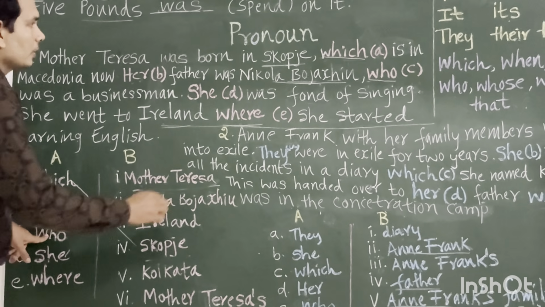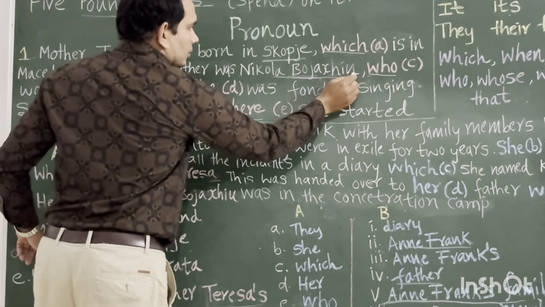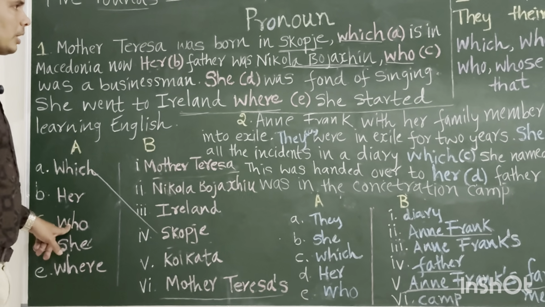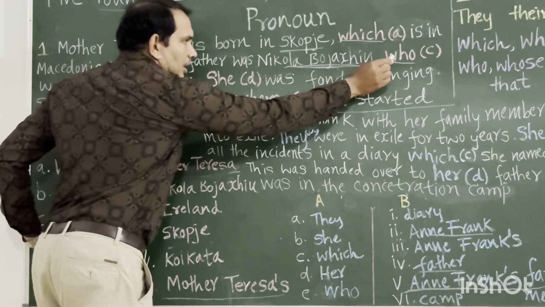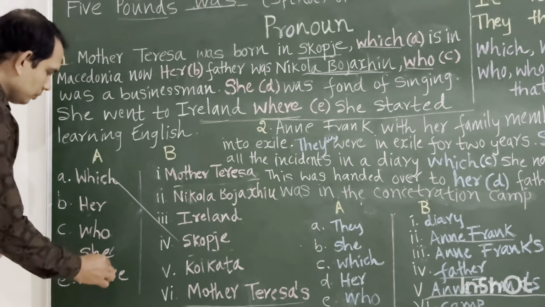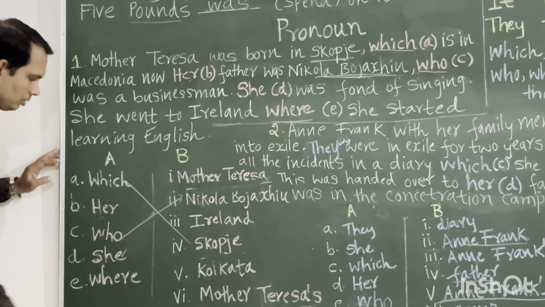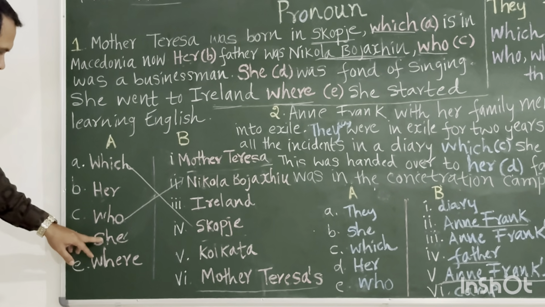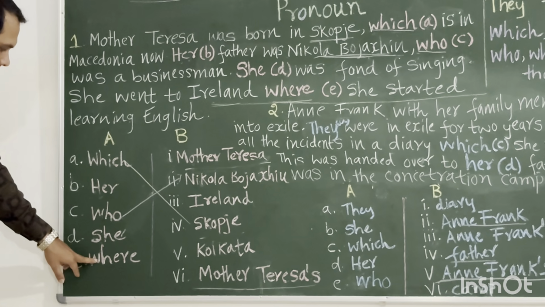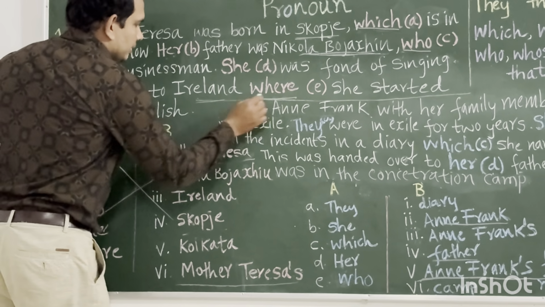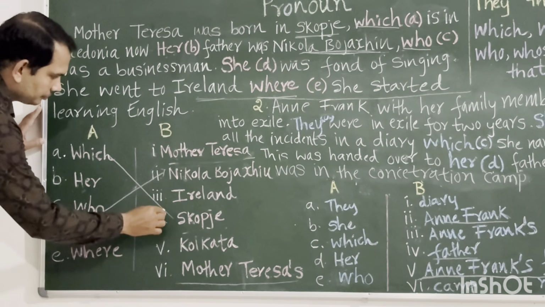Who: this one, the word that comes before the pronoun. Since this is a relative pronoun, who refers to Nicola Boiggio. Where, it's another relative pronoun, where the answer is island.